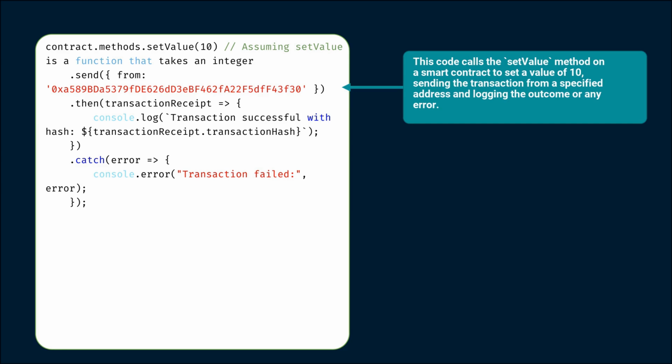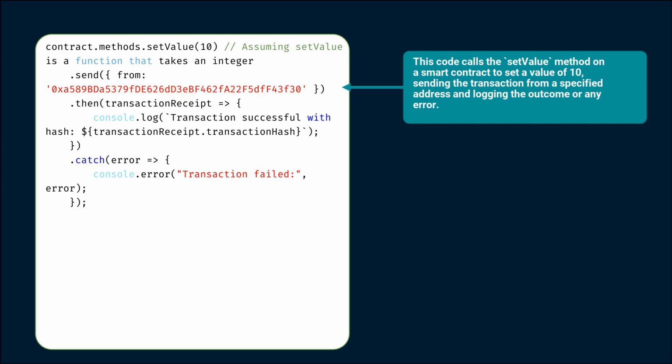To execute this action, we utilize the send method, indicating that we want to make a state-changing transaction rather than just a read operation. We specify the sender's address within the send method, which is essential as it informs the blockchain where the transaction is initiated from.